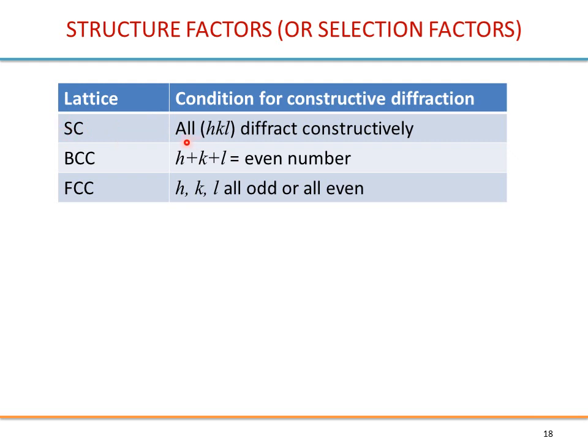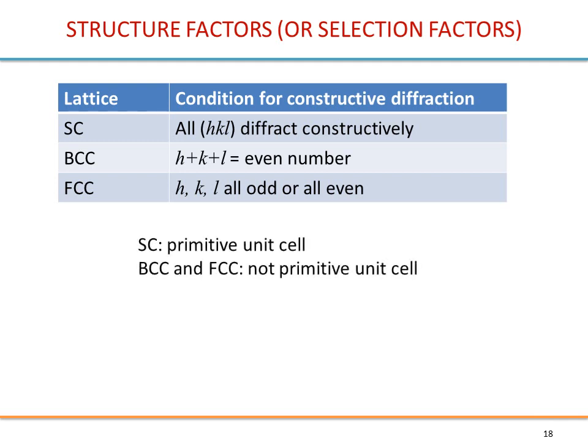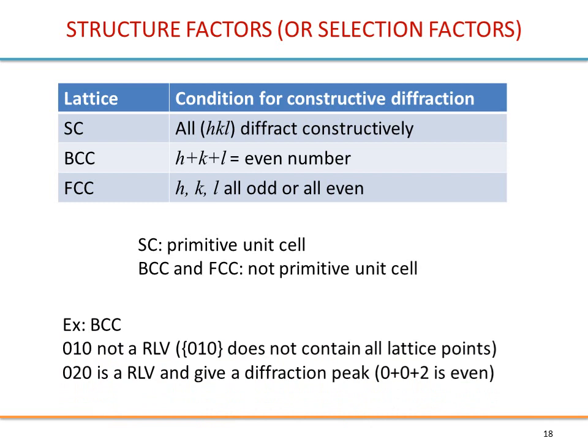For simple cubic, of course all will diffract constructively, because you have only one atom in the unit cell, so you cannot have destructive interference from different atoms in the unit cell, because there is only one. And this in fact comes from the fact that simple cubic is a primitive unit cell, so just one atom per unit cell, and BCC and FCC are not primitive unit cells, they are conventional cells. So we can look further at a small detail. It is a kind of mathematical consequence.